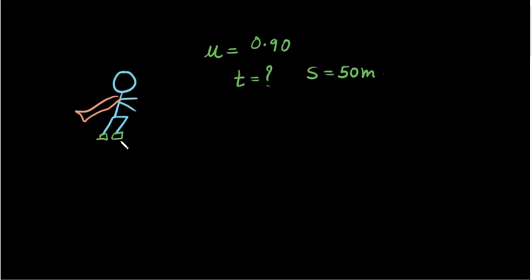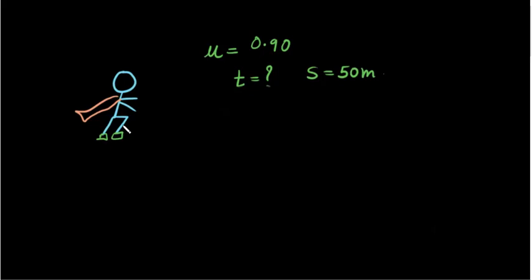The frictional coefficient between the athlete's shoes and the road is 0.90. If Superman wears these shoes, how much minimum time will he take to complete the distance of 50 meters? So we have to find that out.